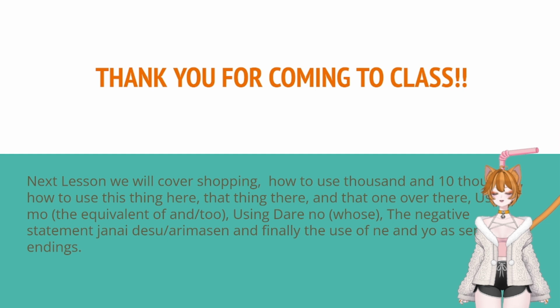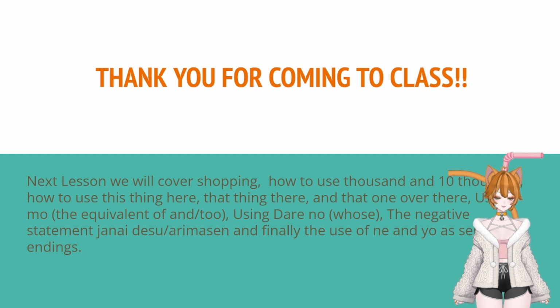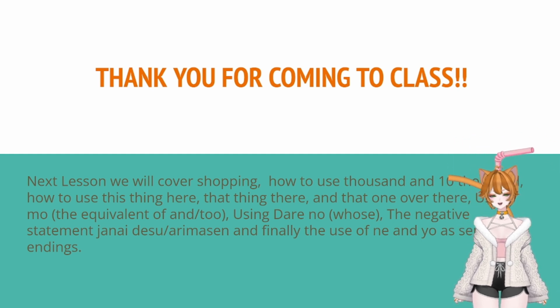The next lesson we will cover shopping, how to use 1,000 and 10,000, and how to use this thing here, that thing there, and that one over there, using direction words. We will also be learning sentences with mo, which is the equivalent of and or to. We will also learn dare no, which is whose. The negative statement janai desu or arimasen. And finally, the uses of ne and yo as sentence endings.